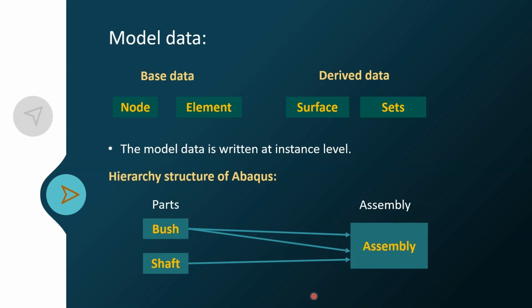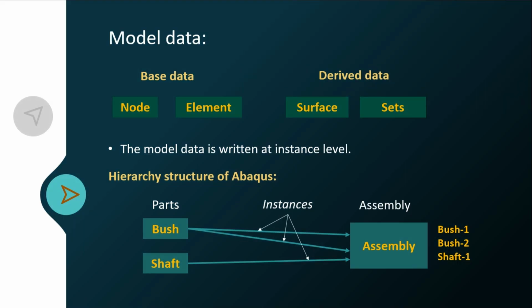Okay, so what are these copies called? These are called nothing but the instances of the parts. And it is at these instances only that the model data will be written in the ODB. There is a convention for how these instances are named. If we have multiple instances, they will be named 1, 2, 3, something like this. In this case, as you can see, shaft is only one, so shaft-1, only one.